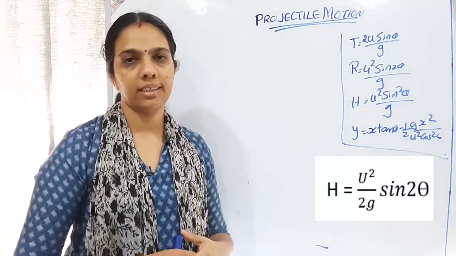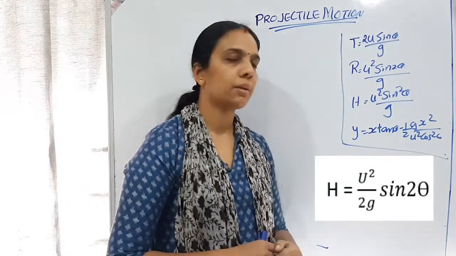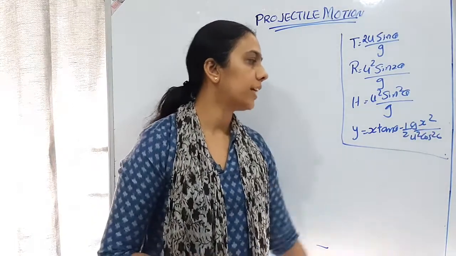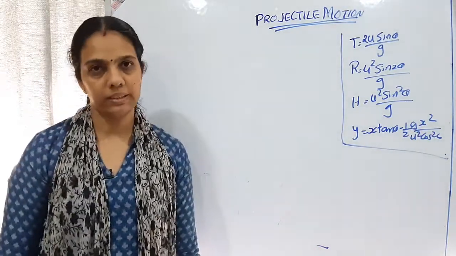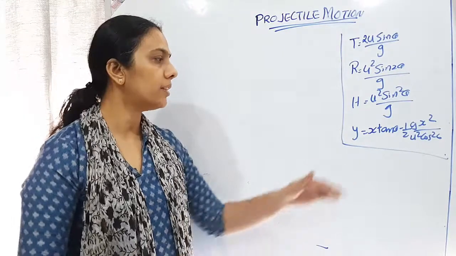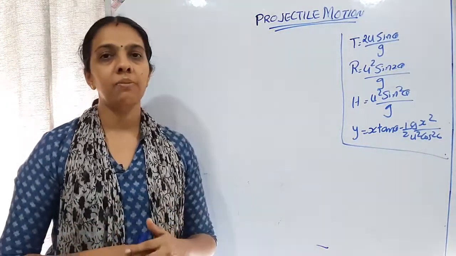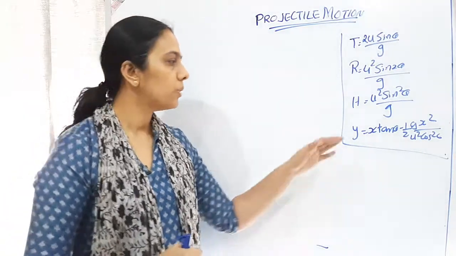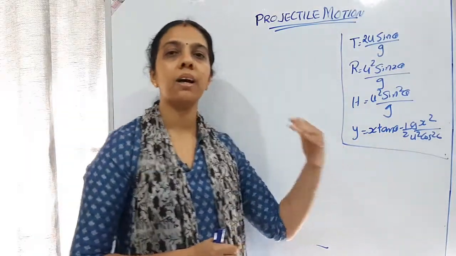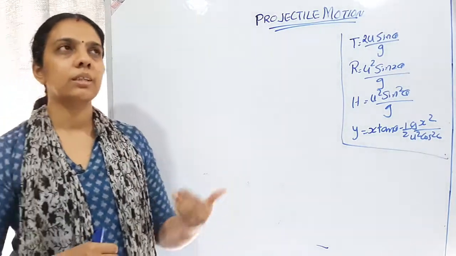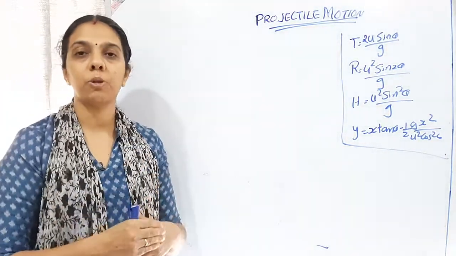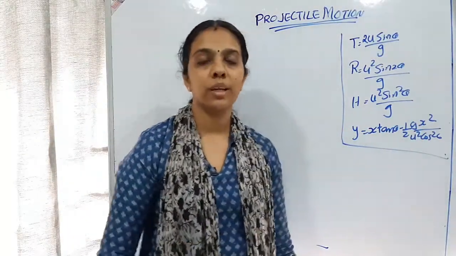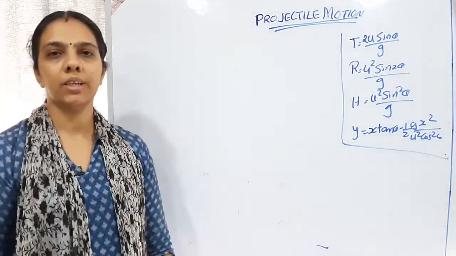The maximum height attained will be u square sin square theta by 2g, and y equals x tan theta minus half g x square divided by u square cos square theta. That is the next formula. This is the path of the projectile, which is parabolic. You can learn this formula by heart, so that when a question gives the path of the projectile, you can compare and find the values of tan theta, u and so on by comparing with the given equation.